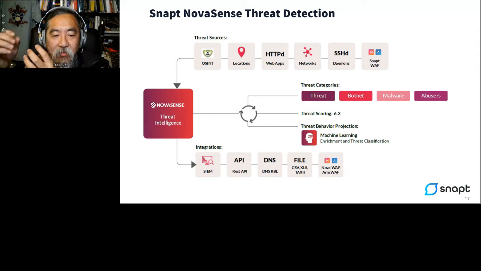So we really want that system to properly manage the threats from the information and give you actionable intelligence. And that's what we're trying to do at Snapt NovaSense. And we're really helping to drive this community-driven threat intelligence to really get to where everybody wants to be. We want everybody to use these types of threat sources to be able to get this type of intelligence.